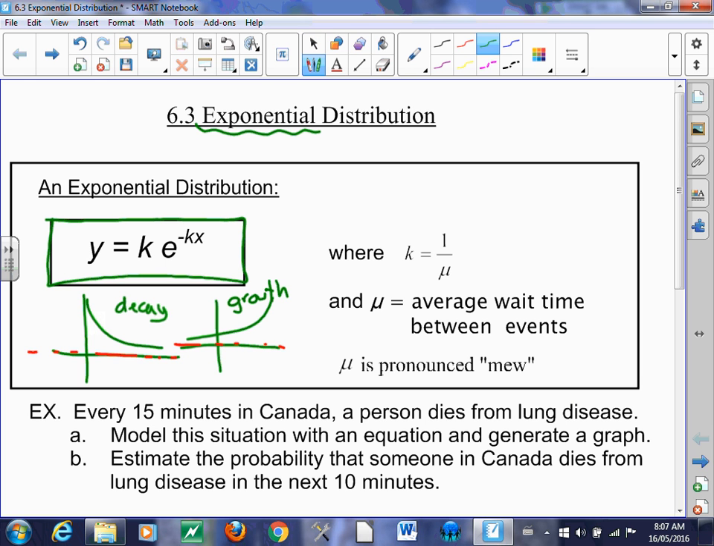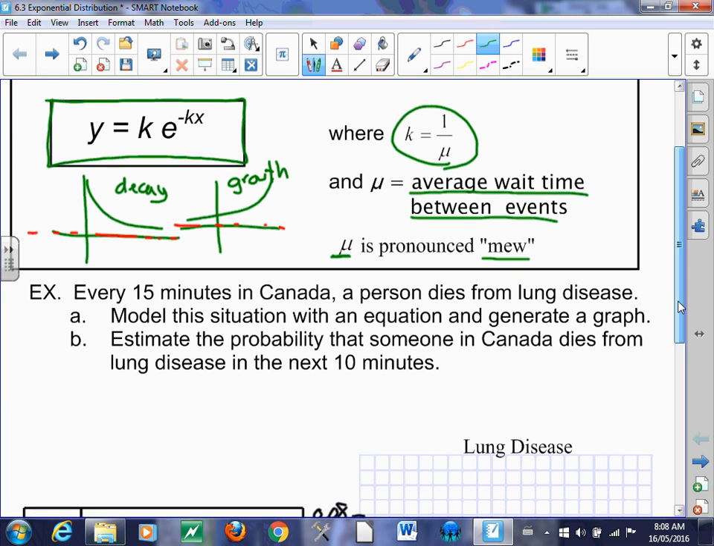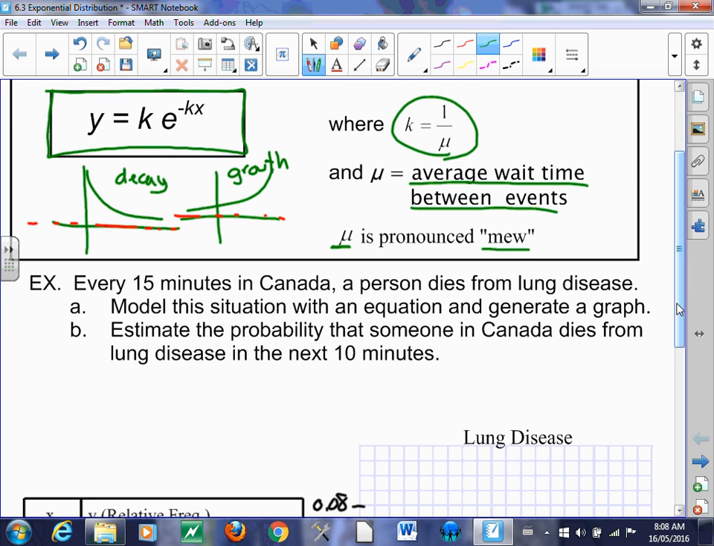All right, so what we need to remember about this formula is K is 1 over mu, and mu is the average wait time between events, and the symbol is pronounced mu. It rhymes with few. All right, let's take a look at an example and how we do this. The important thing to remember is that if K is a fraction, we've got to be careful when we've got a fraction out front and a fraction that's negative up in the exponent. So just got to make sure we've got proper brackets in our calculator when we're plugging this in. All right, so let's take a look at this example, folks.